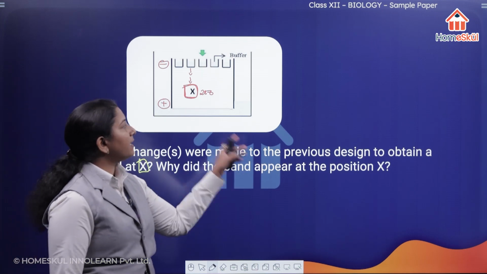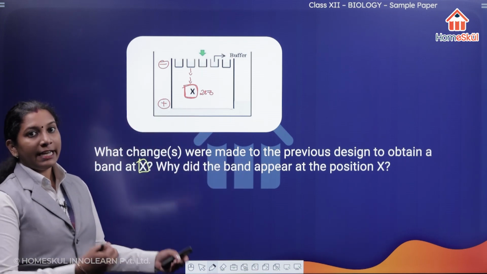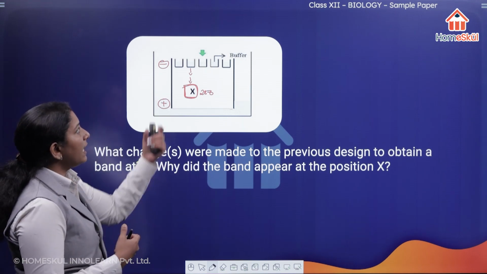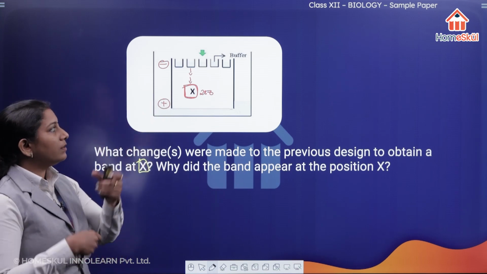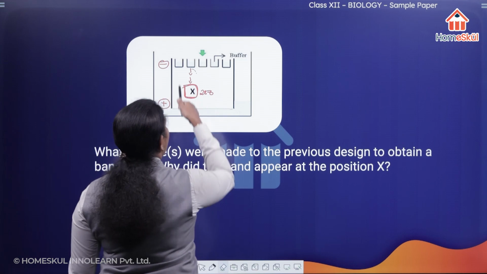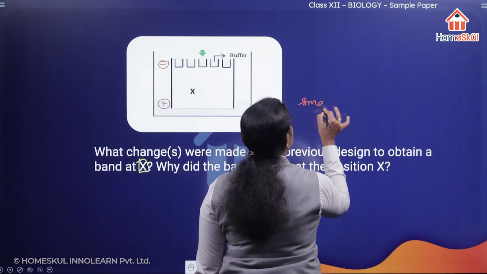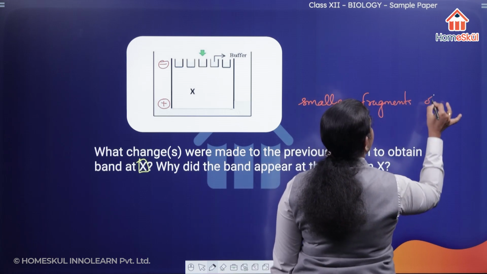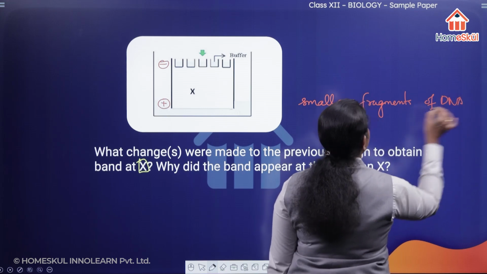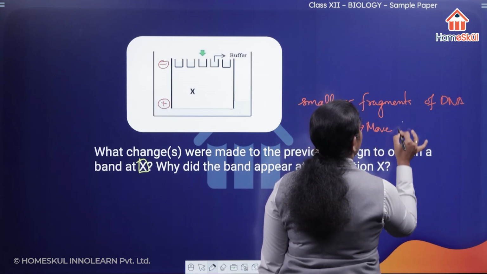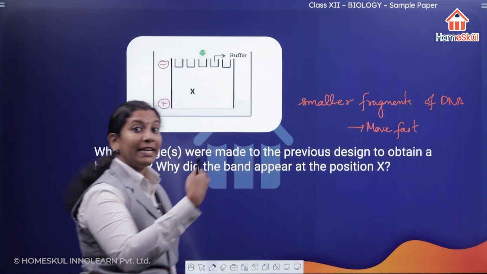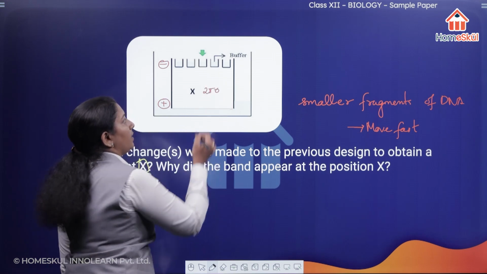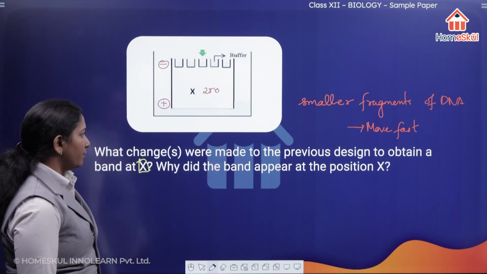And why did the band appear at this position X? You know that DNA is negatively charged, and smaller fragments move very fast. Smaller fragments of DNA move very fast, and they get separated very fast. So we get a band of 250 base pairs at X. That is the answer to this question.